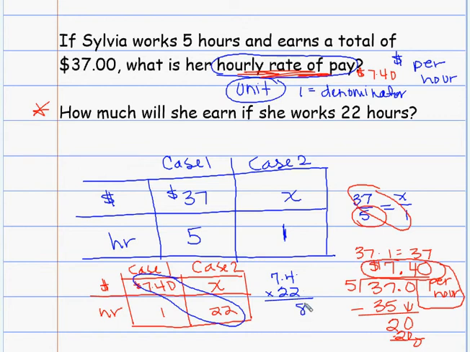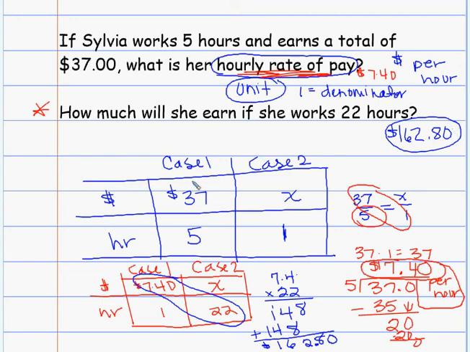So 4 times 2 is 8, and 2 times 7 is 14. 2 times 4 is 8, and 2 times 7 is 14. We're going to add those. 8, 2, 4, 5, 6, 1. And then we have 1 decimal place in our factor, so I need 1 decimal place in my product. And then, since we're talking about money, I need to add that 0 back because I need cents, right? I need 2 digits after the decimal for money. So she makes $162.80 in 22 hours.